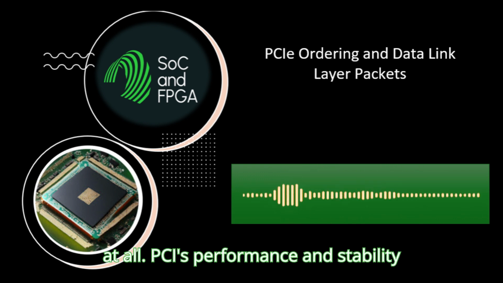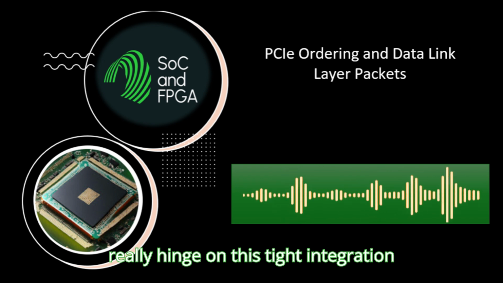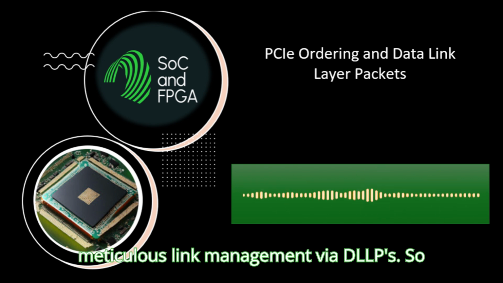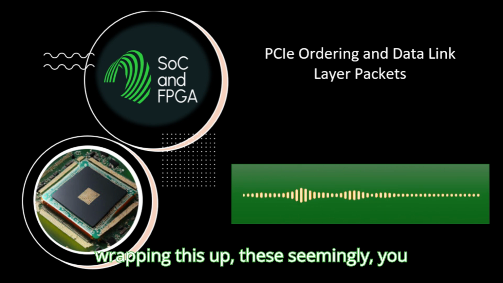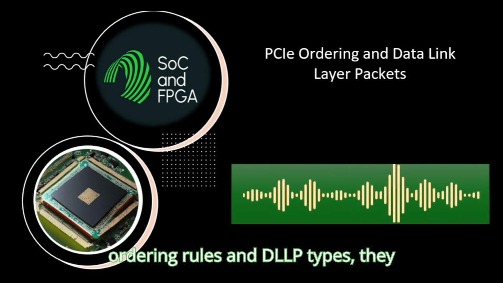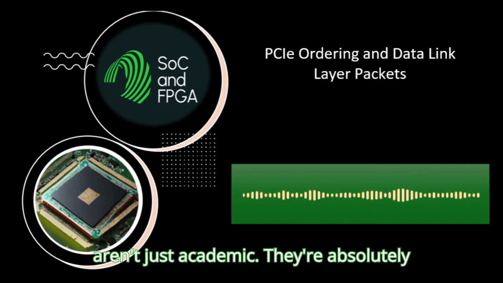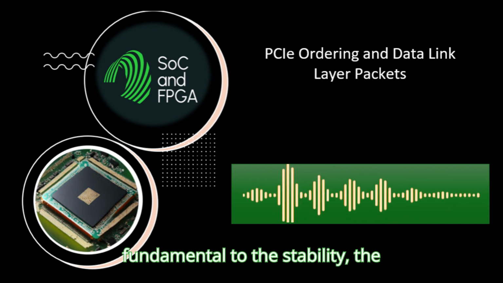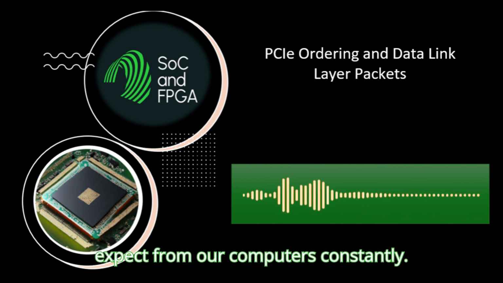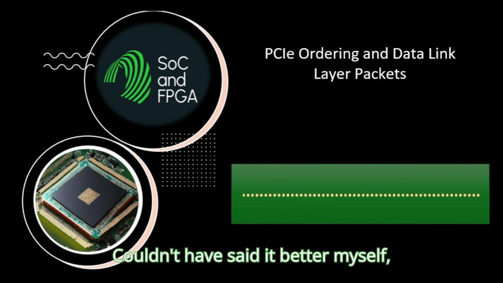PCIe's performance and stability really hinge on this tight integration between the transaction layer's ordering rules and the data link layer's meticulous link management via DLLPs. So wrapping this up, these seemingly dry technical details about ordering rules and DLLP types, they aren't just academic. They're absolutely fundamental to the stability, the performance, the sheer functionality we expect from our computers constantly. Couldn't have said it better myself.